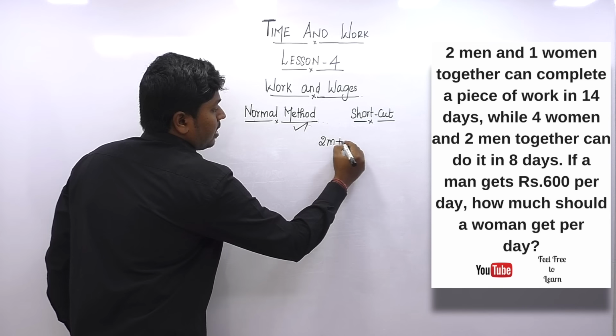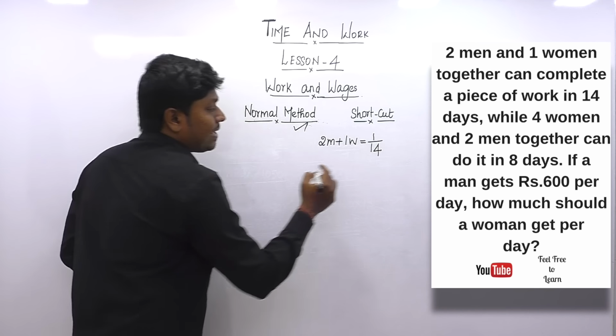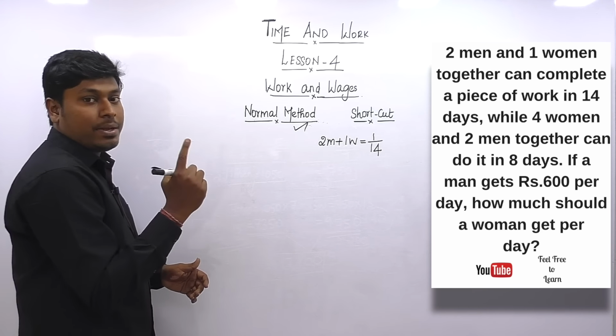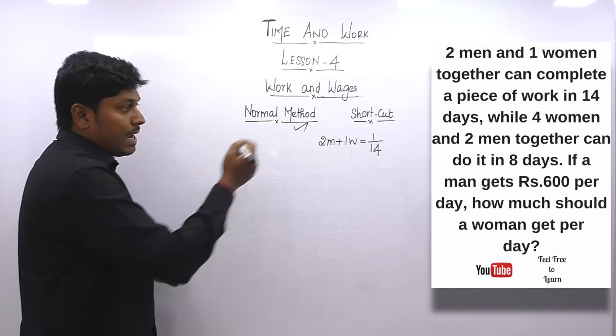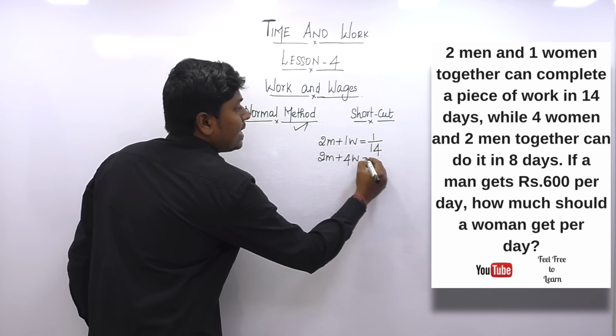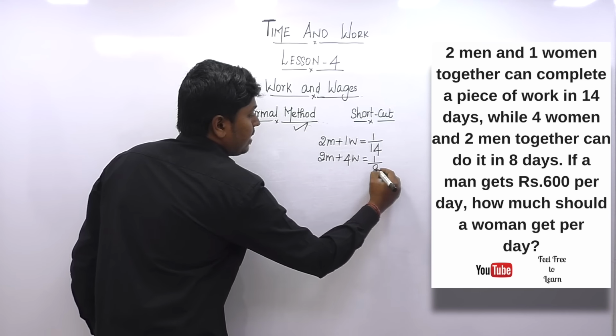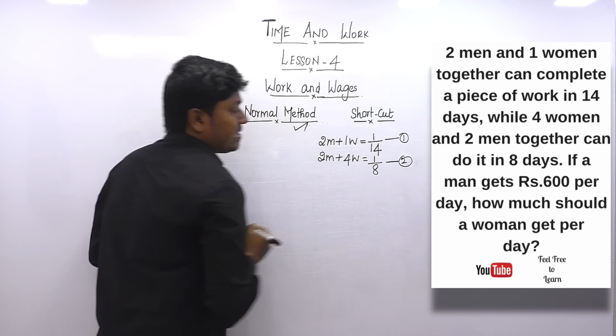So 2 men and 1 woman complete a piece of job in 14 days. So we can say that 2 men and 1 woman's 1 day work will be 1 by 14. And next point, 2 men and 4 women's 1 day work will be 1 by 8. So let me do one thing. We can assume the first as equation number 1. We assume the second as equation number 2.